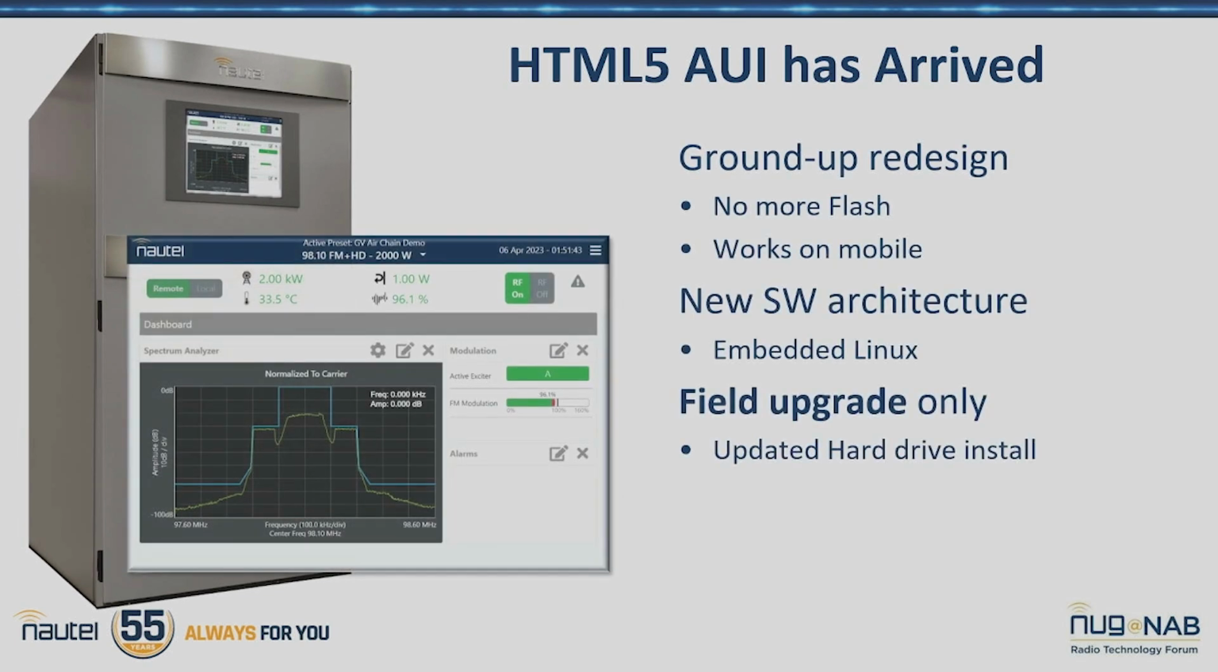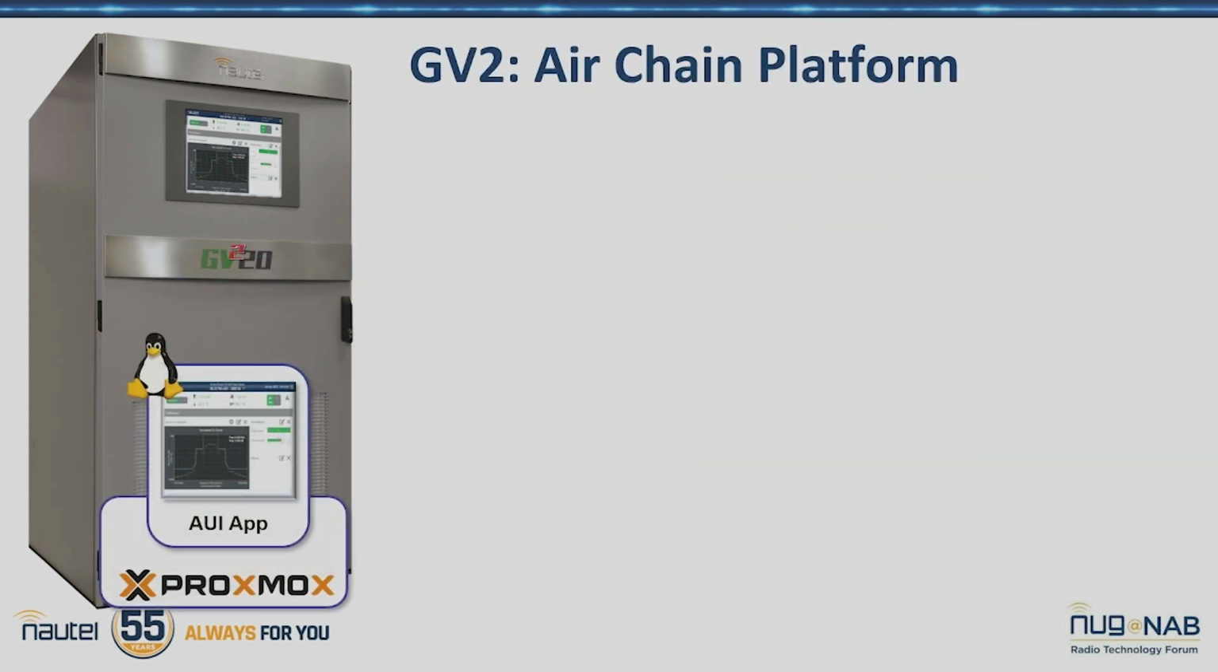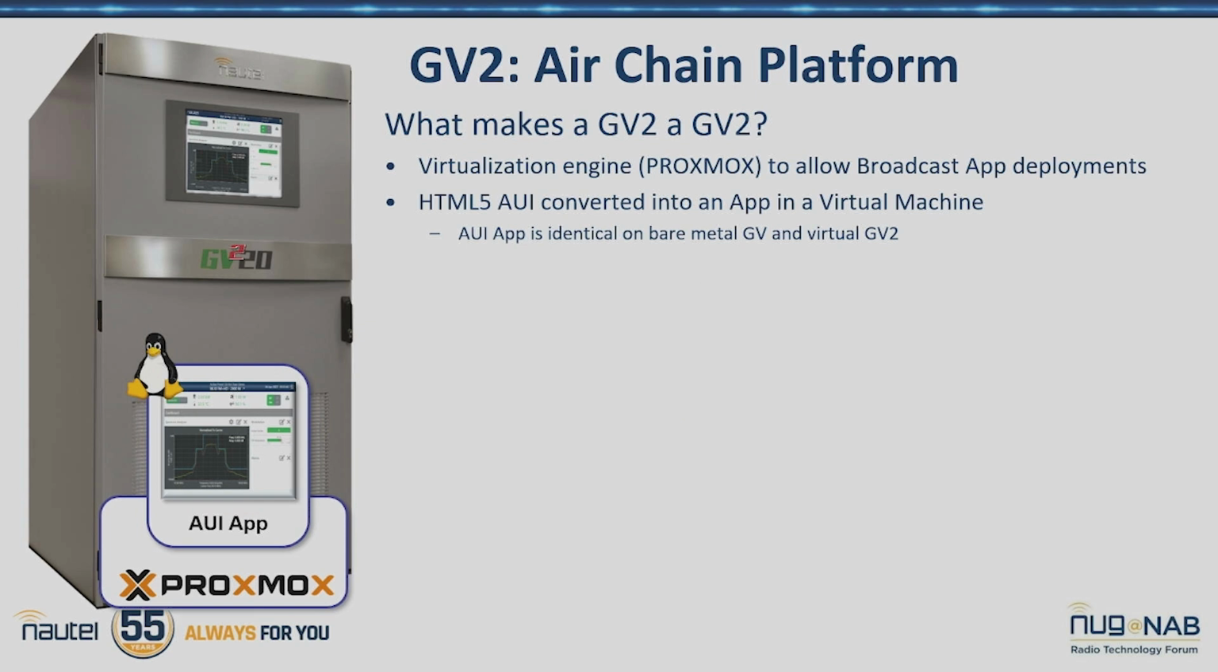So as John White mentioned earlier, the new AUI running, let's call it bare metal, is what we're releasing right now. So the next thing we're going to do, and we already have that running on the show floor, and we already showed it last year as well, is turn what's running bare metal today into an app. Think of it as an app. So what makes a GV2 is the virtualization engine, and we're using Proxmox as the technology underneath it, but it is an application engine that allows us to put in different broadcast apps. And over time, we will develop different applications, one after the other.